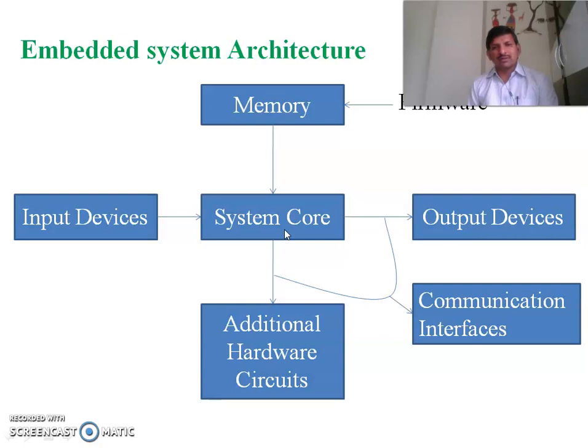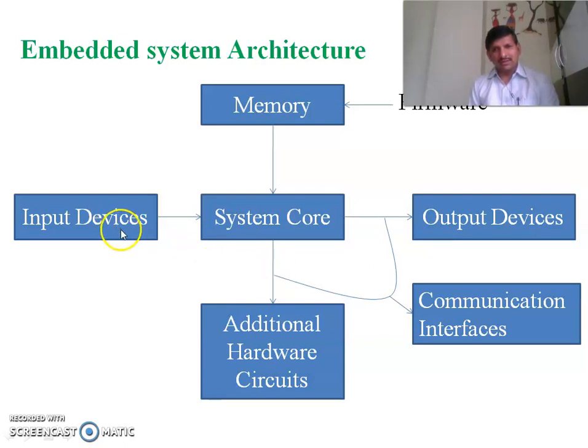So examples: microprocessor, microcontrollers, and so on. Second one is memory for storing the instructions. Third one, input devices and output devices, which are used to interact with the external world.